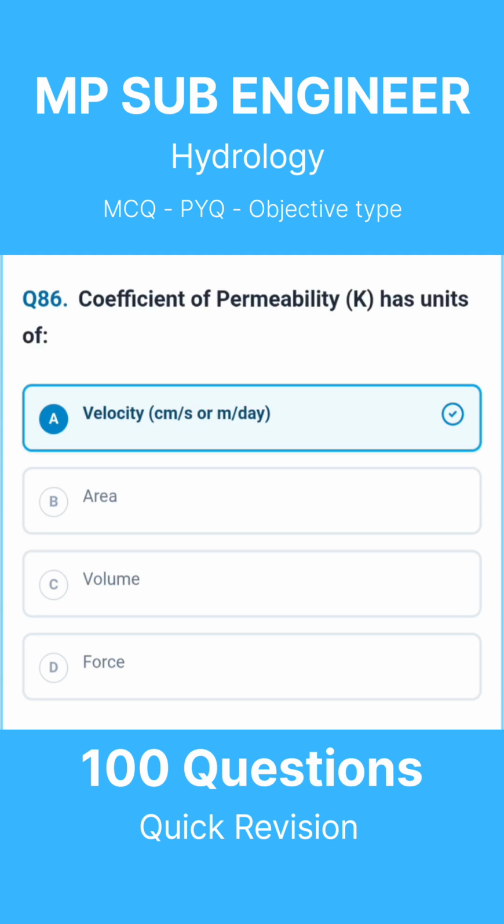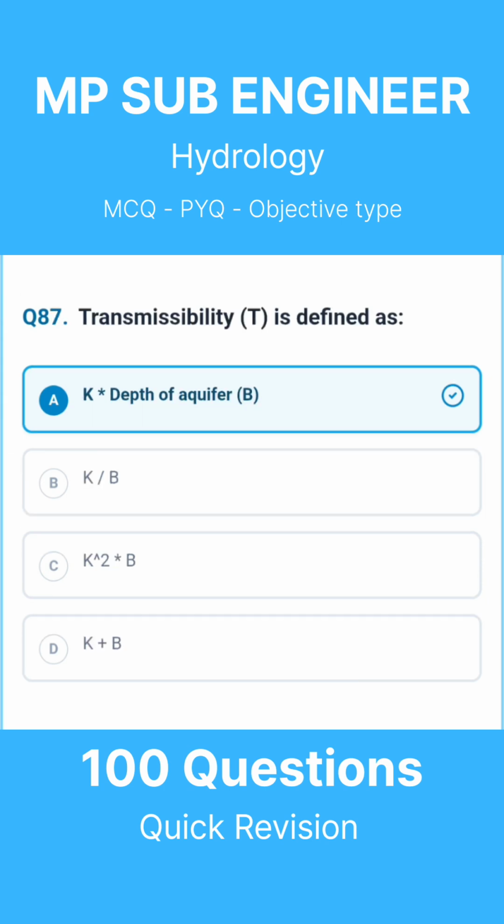Question 86. Coefficient of permeability K has units of. The correct answer is velocity, cm per s or m per day. Question 87. Transmissibility T is defined as. The correct answer is K times depth of aquifer D.